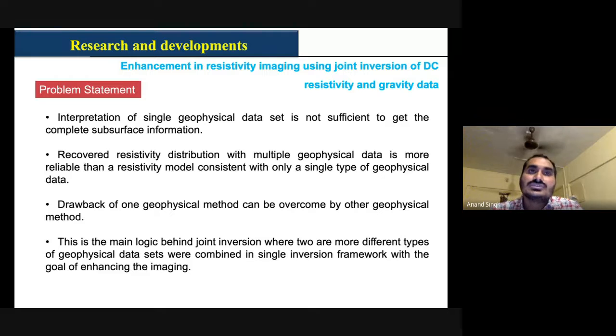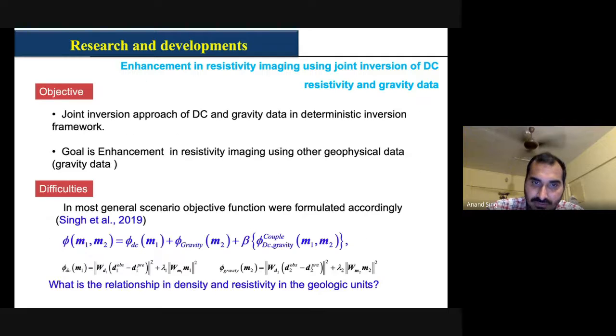The one obvious solution is that you take multiple geophysical data sets over the same study region and try to obtain one conclusive model which will satisfy all the geophysical data sets. By doing this, the drawback of one particular method will be overcome by another geophysical method. This is the main logic, the main idea. So now we can optimize using the joint framework. But if you apply this joint framework plus machine learning, what will be the advantage? We are going to discuss this.